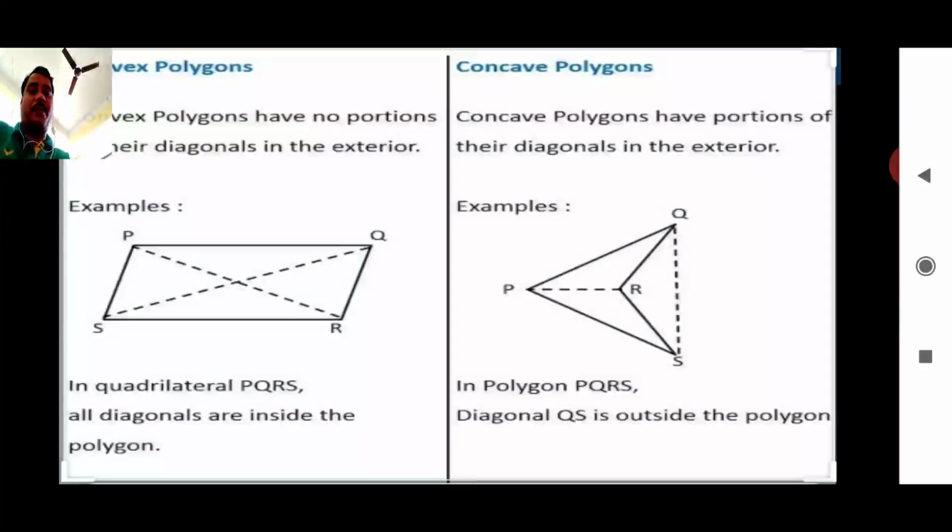One more example of a convex polygon, you can see here SQ and PR in the quadrilateral PQRS, all diagonals are inside the polygon. Concave polygons have a portion of their diagonals in the exterior. Here SQ is outside the polygon. Okay.